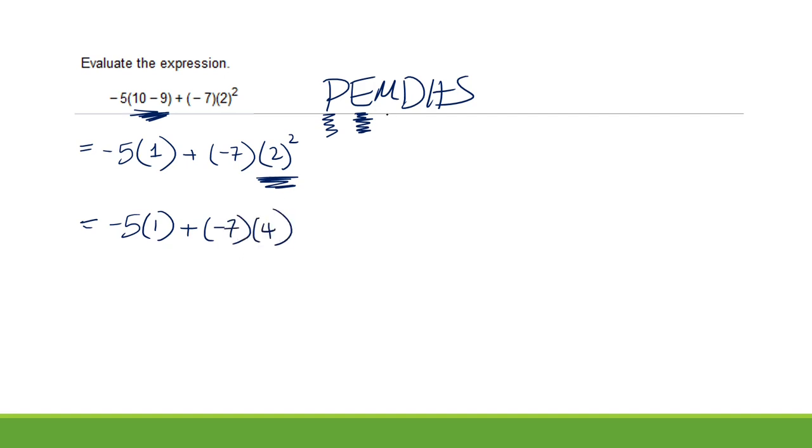There are no more exponents. We'll move on to multiplication or division, again from left to right. In this case, I'm going to do multiplication from left to right, so we'll do negative 5 times 1, and we'll also do negative 7 times 4. We have negative 5 minus 28. Let's add these two together. We get negative 32.